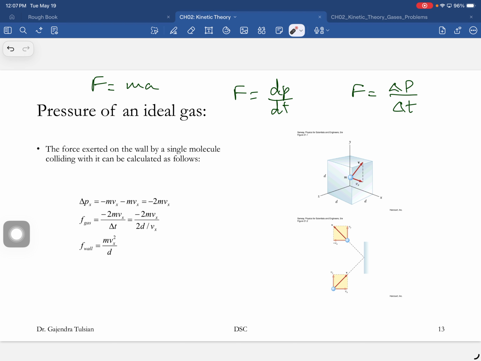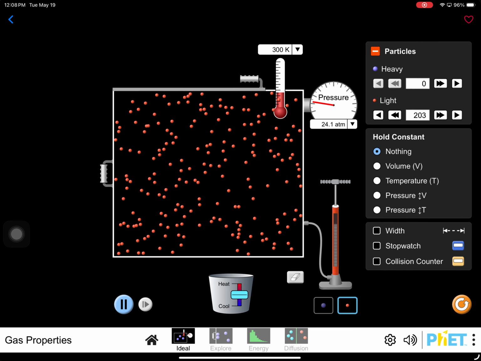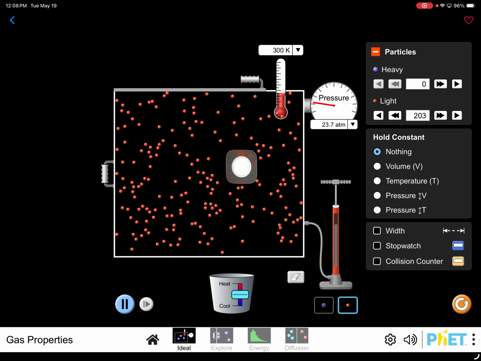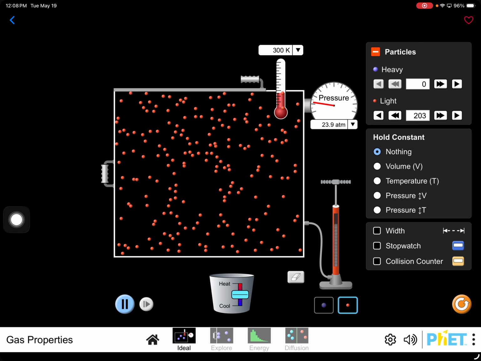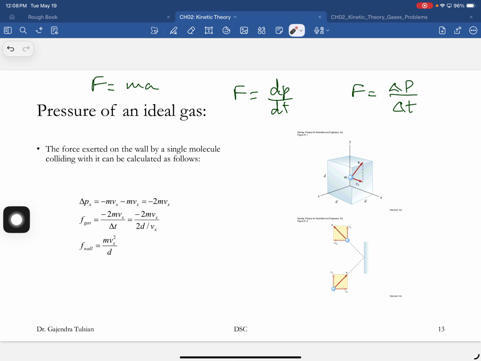All right. So now what we're going to do is, here are these molecules bouncing off the walls. We're going to look at one molecule. So here's the box, and there's a bunch of molecules in there, and we're going to look at one molecule. And you see, here's the momentum of this molecule, and the momentum change upon colliding with the wall.